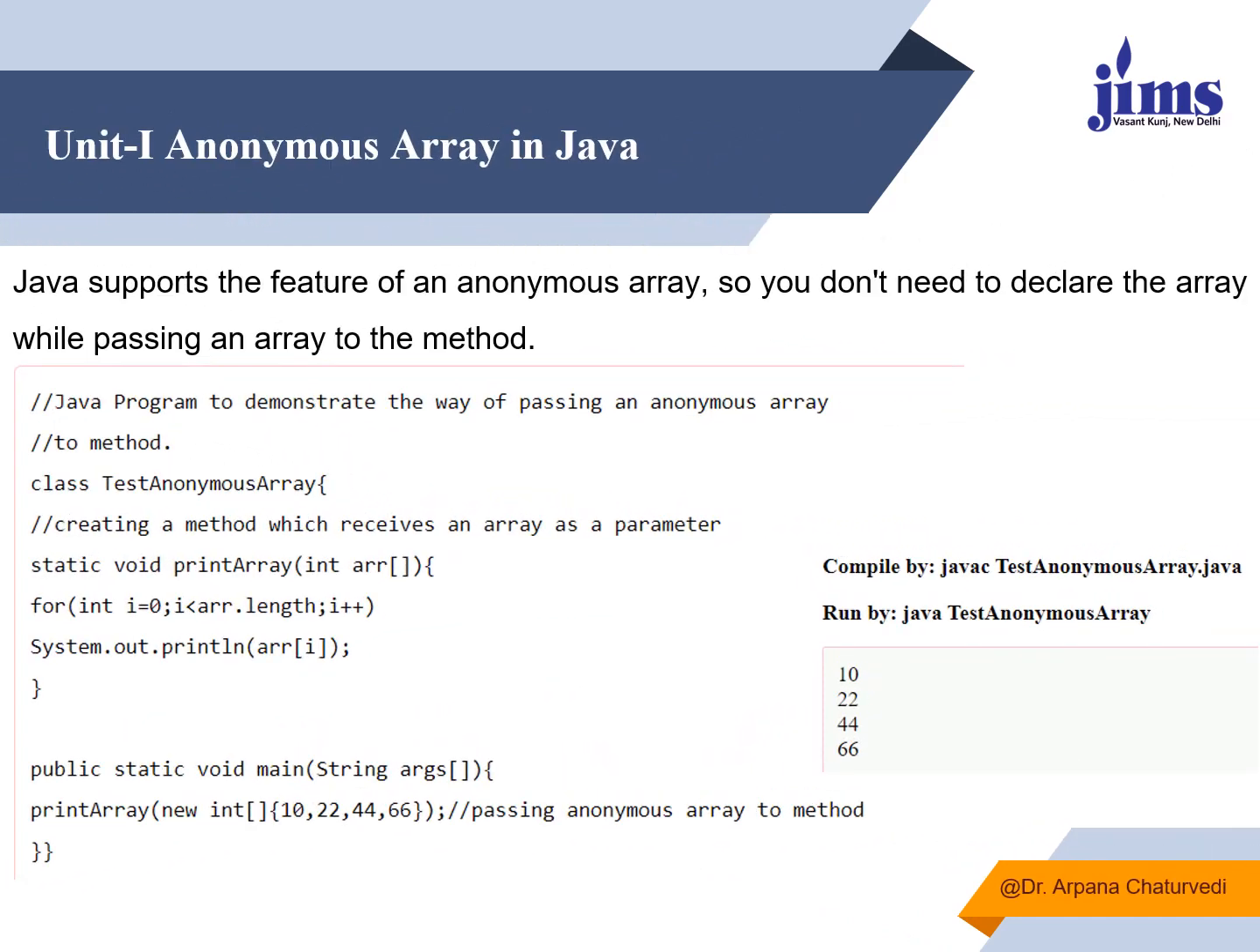So we can have an anonymous array also in Java. What does this anonymous array do basically? Java supports the feature of anonymous array. You don't need to declare the array while passing an array to a method. You can declare the array while passing it, as we have done in the first example, and the same example is being shown over here.